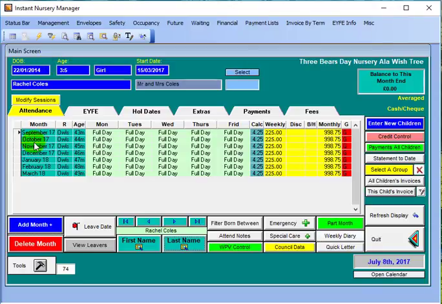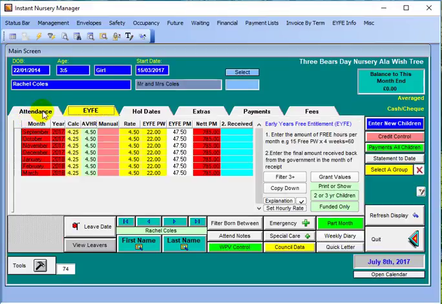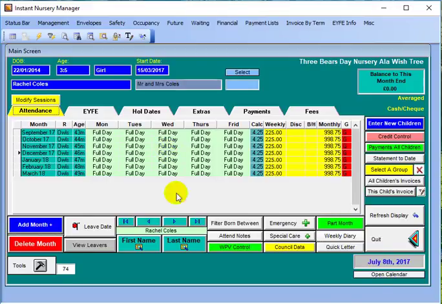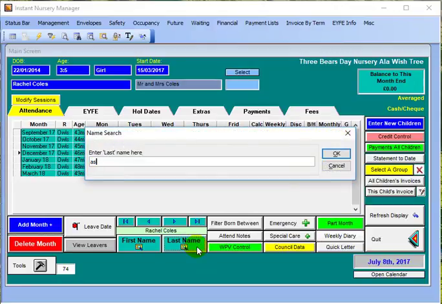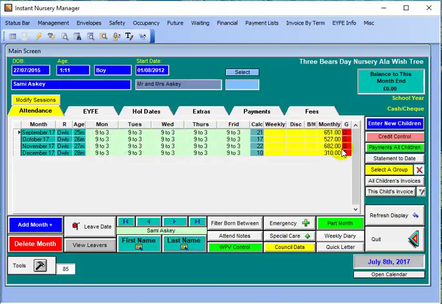So Rachel is attending all year round and her fees are being stretched by an averaged amount, and we've done the same for the funding. But you may have some children that just attend for the school year. So let's just find a child here, shall we? So here we are, look, focused on Sammy Askey.